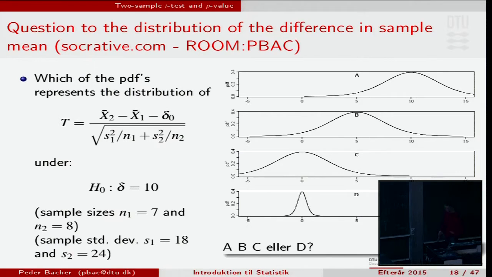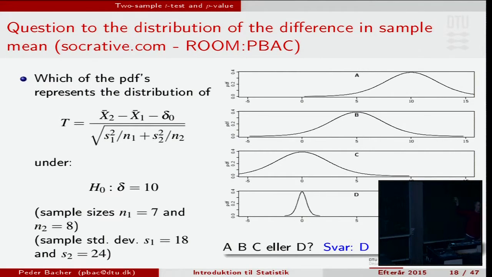It's 60% that answers correctly. The answer now is D. Because what I've done is that I have divided with something. So I came from C to D by dividing with a value which is obviously higher than 1. Then it narrows in to be the T distribution.